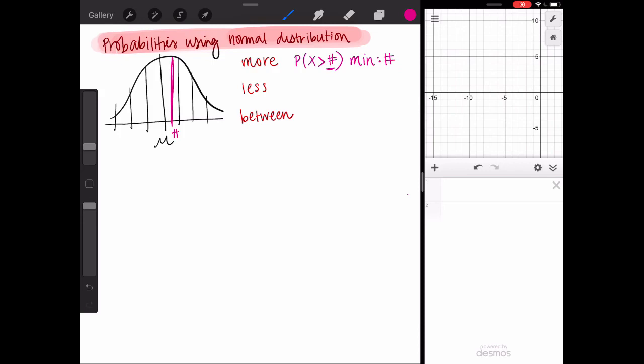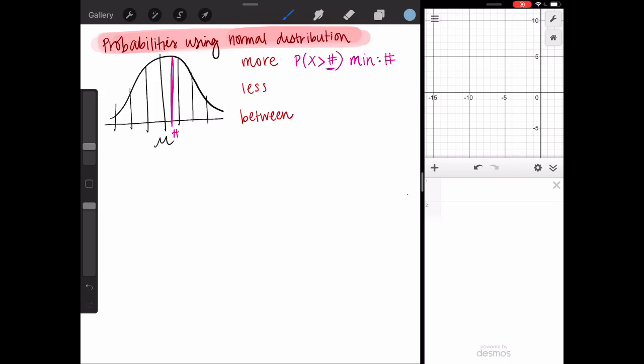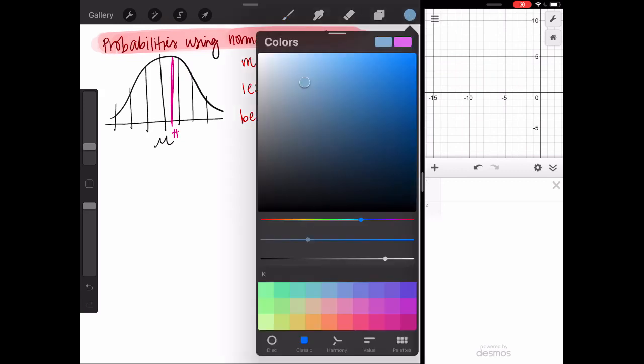Now, less than questions. If I give you a less than question, or a smaller than, or shorter, or anything that's, hey, what percent of people are shorter than this, or what percent of people have less than this? Well, that's the probability that x, whatever your x value is, is going to be less than that number. X is the random variable, so if you pick a random number, what's the probability that random number will be less than the number indicated? So obviously a less question is going to be anything below your number.